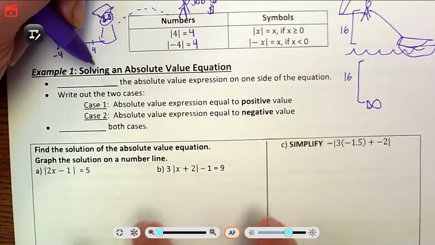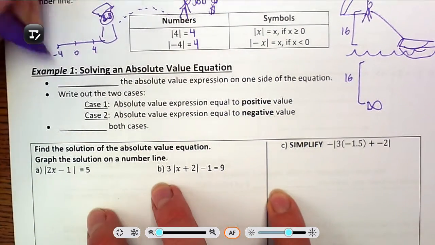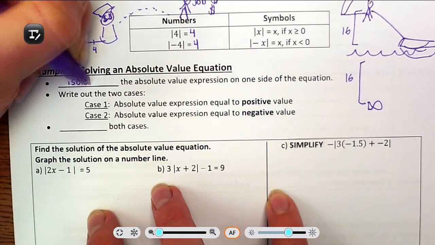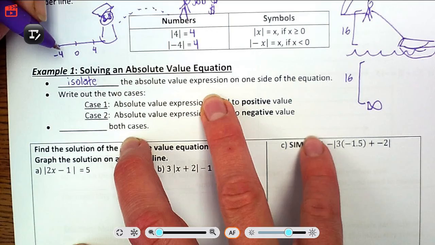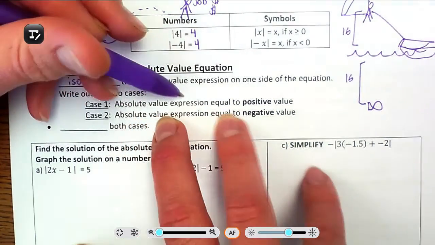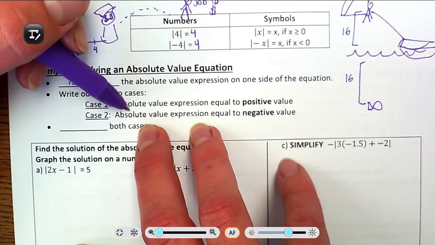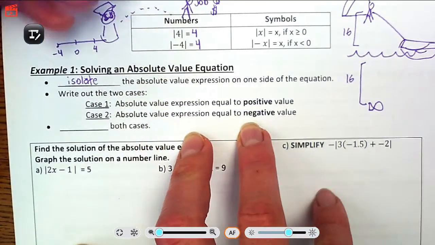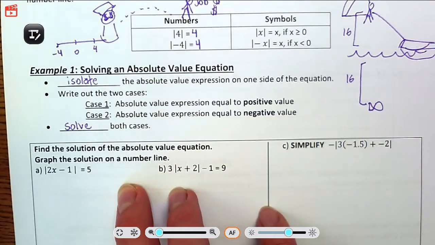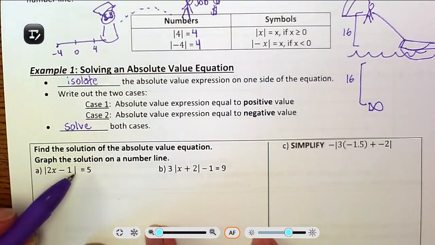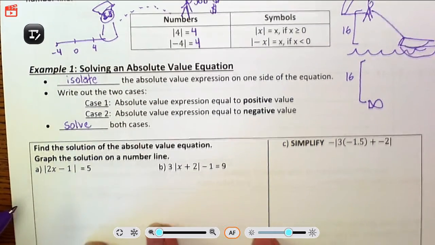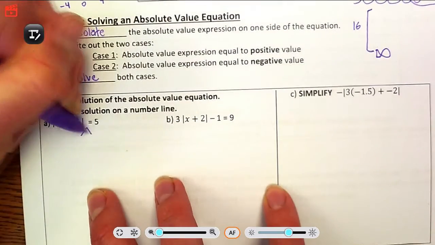In the Algebra 2 world now, when we're solving absolute value equations, we first want to isolate the absolute value expression on one side of the equation. Then we want to write out two cases. We want to write the expression equal to a positive value on the right, and we want to write the expression equal to a negative value on the right. Then we're going to solve both cases. So first get your absolute value bars completely alone so there's no multipliers, dividers, adders, subtractors on the bars, and then take two cases.